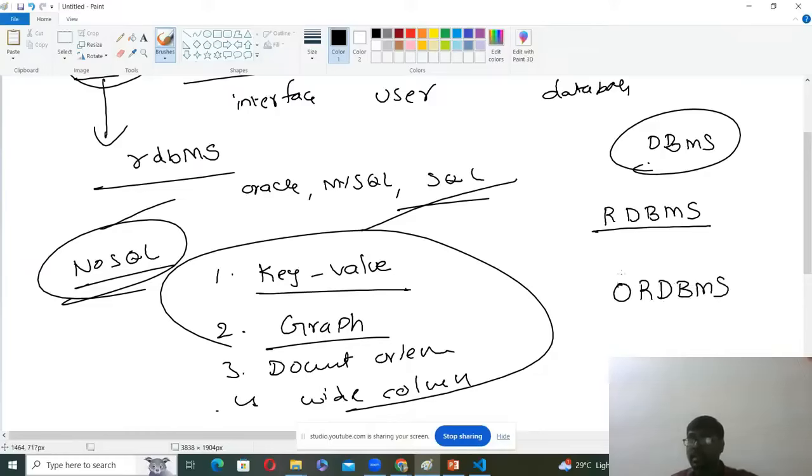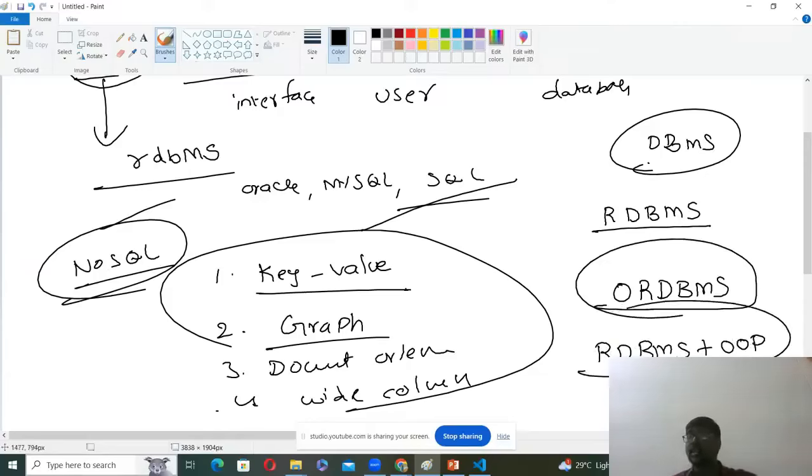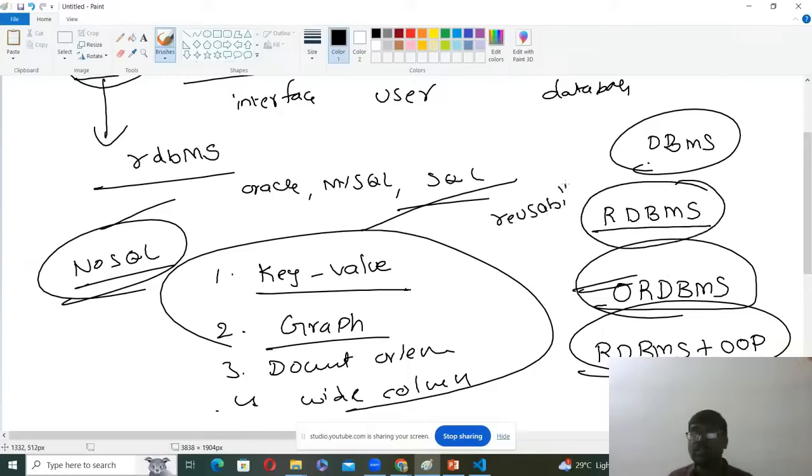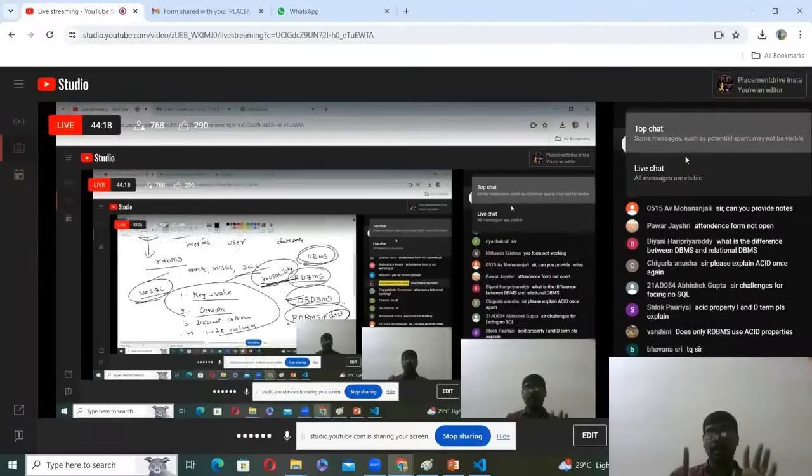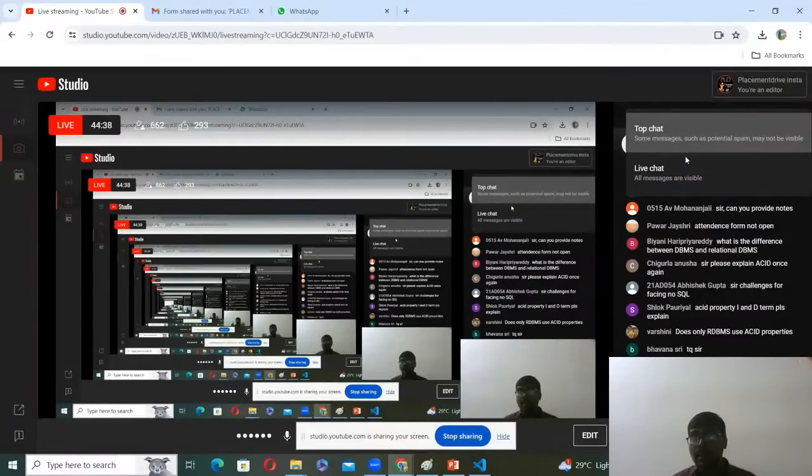After RDBMS, one more thing is there: ORDBMS. What is the meaning of this? It is RDBMS plus object oriented programming, that is, an object oriented relational database management system. What is the difference? In RDBMS, everything is available except reusability. In an ORDBMS, object oriented programming adds the reusability. Now, DBMS is the common term, and everyone uses the term RDBMS.